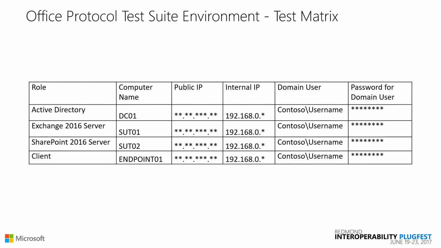So as I mentioned earlier in this talk, we are providing the test suite environment VMs this week if you want to try it out. So basically, you can get a set of Azure VMs, including a DC, a domain controller, an Exchange server, one SharePoint server, and one client. You are going to use either the IP or computer name. Basically, you can use the IP to remote connect to these VMs and try it out.